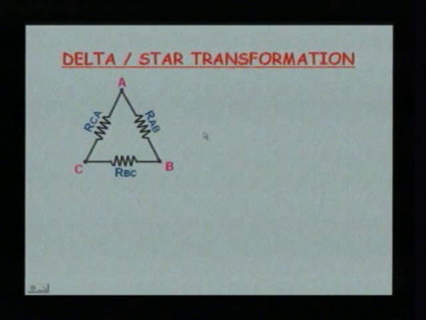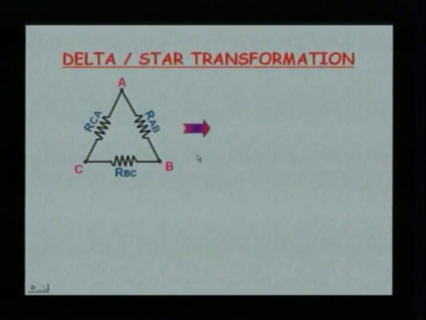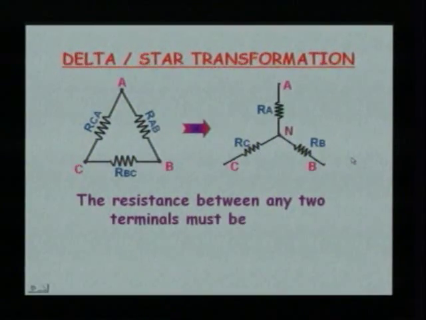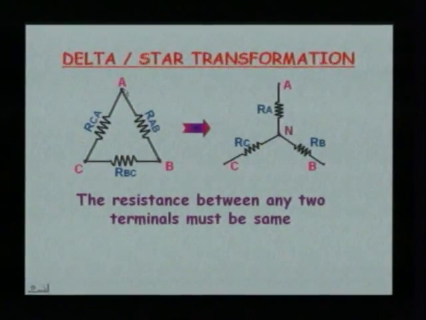If we have got a delta network with the terminals A, B and C, resistances being RAB, RBC and RCA, if you want this to be converted into an equivalent star network comprising of RA, RB and RC, then we have to follow a condition. That condition being the resistance between any two terminals must be same. That is, if we consider the resistance between A and B, this resistance must be equal to the resistance that comes across A and B of star network. So, let us go forward and see how are we going to do this.